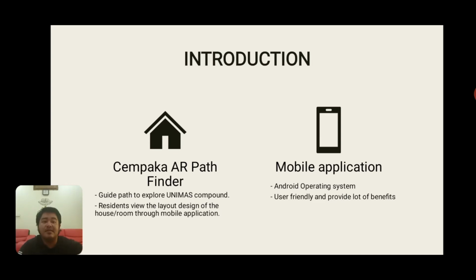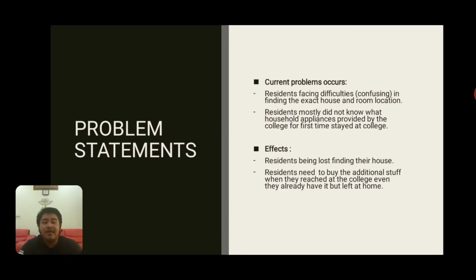and it is user friendly and provides lots of benefit to students. So the problem statement is the current problem that occurs, which is residents facing difficulties such as confusion in finding their exact house and room location. After that, residents mostly did not know what household appliances are provided by the college the first time staying at the college. So the effect from the current problem is residents being lost finding their house, and then the residents need to buy additional stuff when they reach the college, even though they already have it at home but left it.